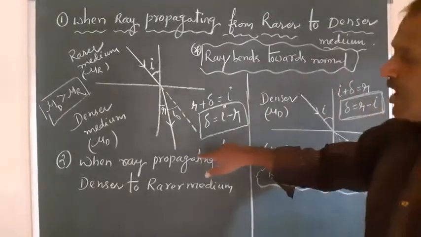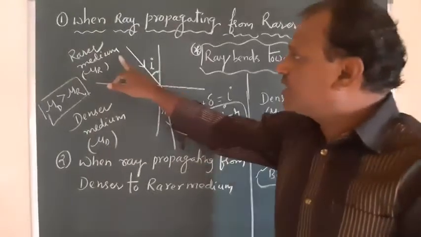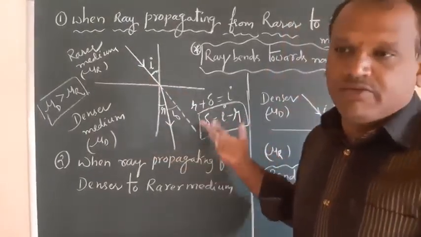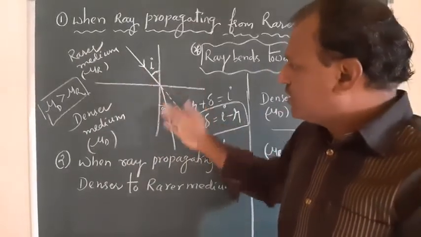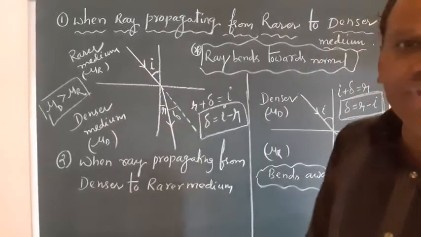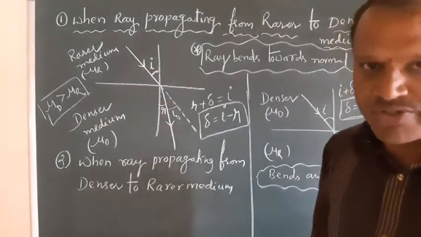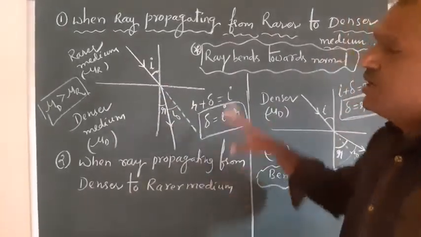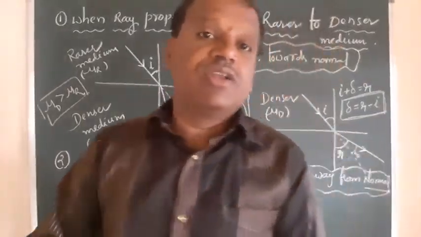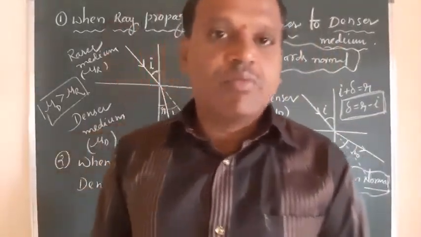But in the first case, rarer to denser medium, incident angle minus refraction angle gives the deviation. Which angle is more, r or i? From that you subtract, and you will get the deviation made by the light during the refraction process, right? So this is an important one. The bending of light takes place in which direction? That is very, very important. You have to remember properly.